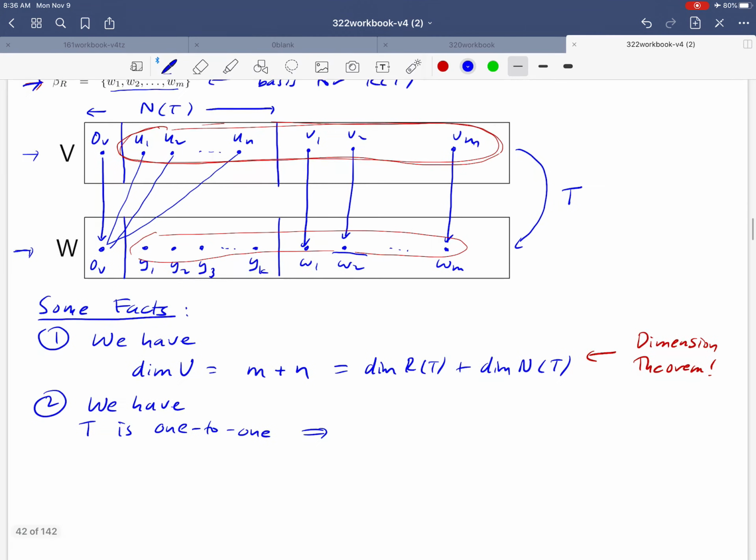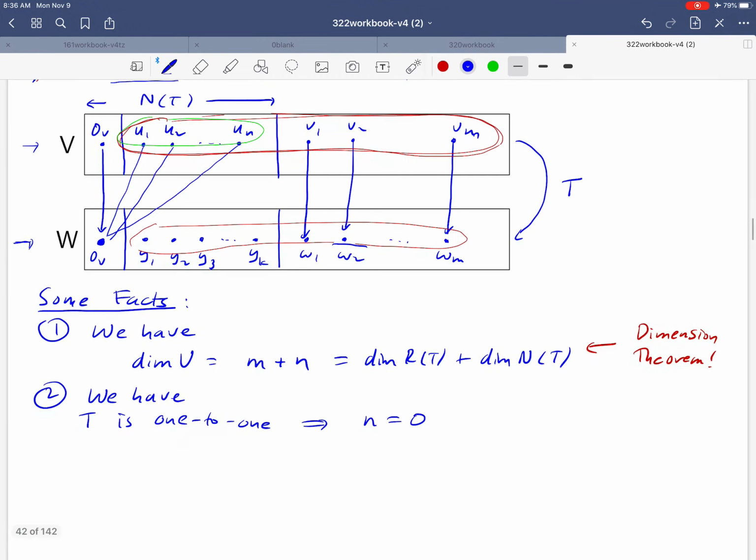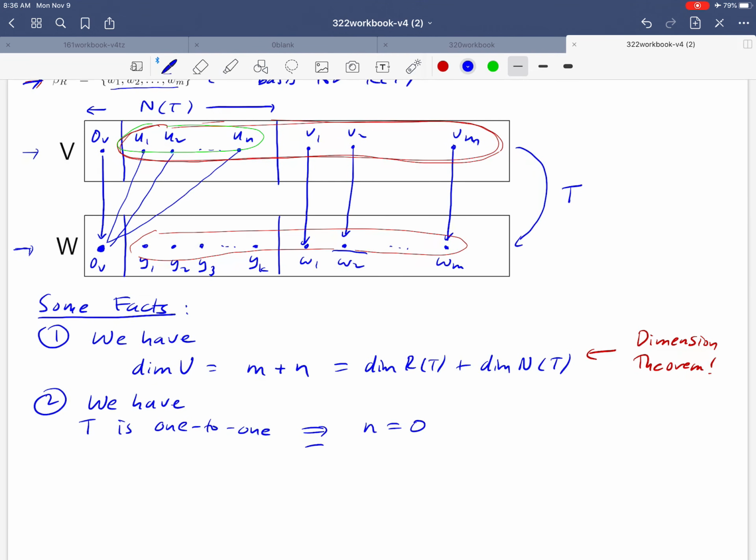Okay, well, if we go back to our diagram, if this is a 1-to-1 function, then it wouldn't be possible to have a bunch of different vectors mapping to this 0 vector in W. What that means then is that these n vectors here would have to disappear from our diagram, because as long as they're there, we don't have a 1-to-1 function. We've got a bunch of different vectors mapping to 0. So what that means then is that n has to be 0. That basis for our null space has to be the empty set. And if n is 0, that just means that the null space contains only the 0 vector.